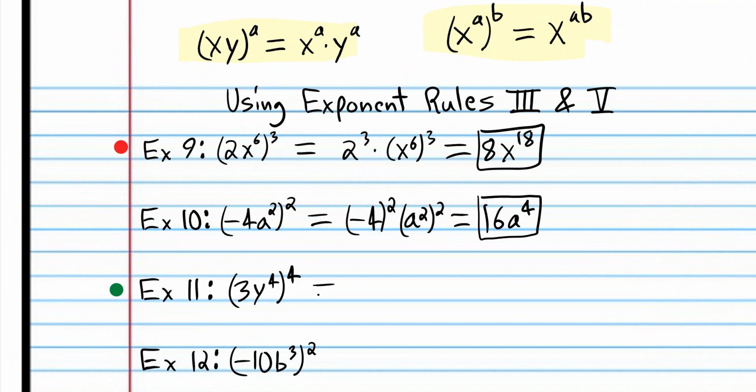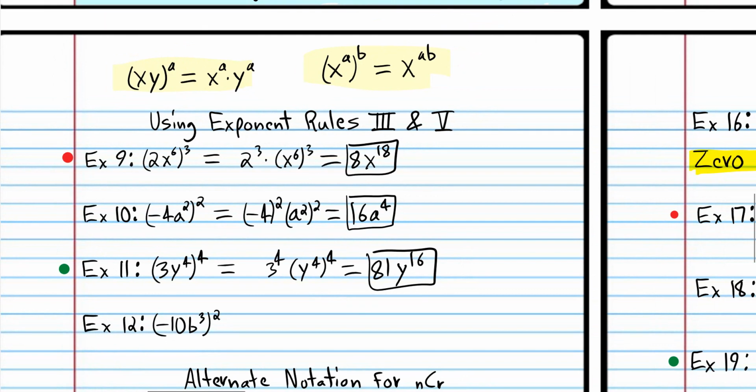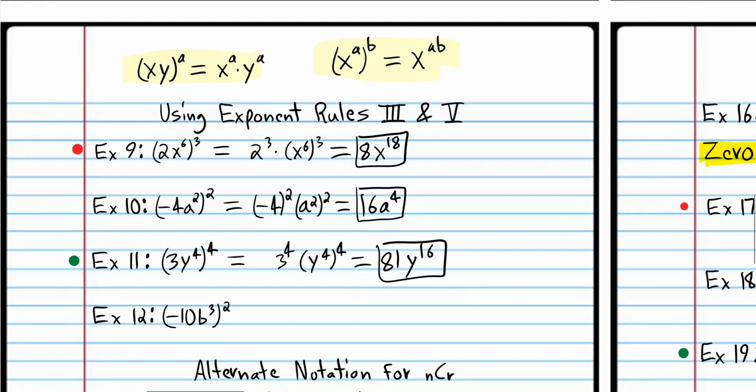Okay, we're back. So we're going to use rule number 3. And we can use parentheses, I guess, if you really want to. We don't really need to on the first term. So we get 81 y to the 16th. We used rule number 5 here. So if you got that right, excellent. Try example 12. When you come back, we'll do it together.